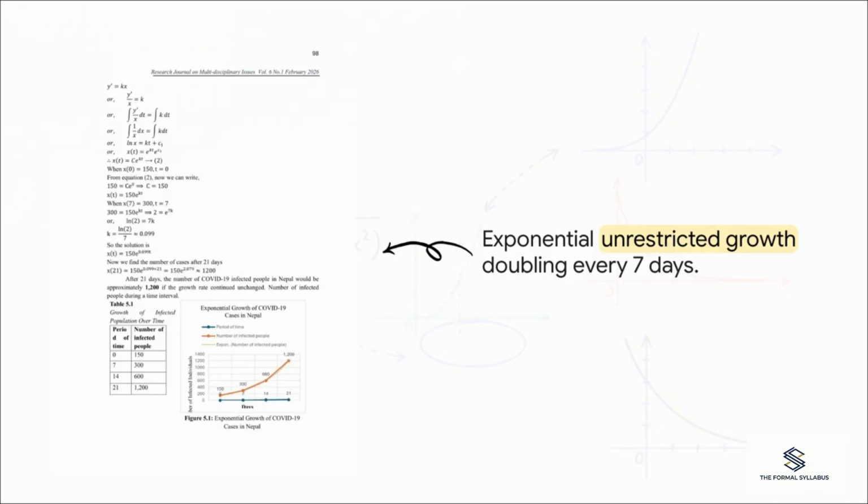And here is that terrifyingly steep, exponential curve of unrestricted virus spread. This happens when the mathematical growth rate is strictly proportional to the current population. The more people who get sick, well, the more people they infect, which creates this continuous, accelerating upward spike. But we know that in the real world, this line absolutely cannot go up forever, right?